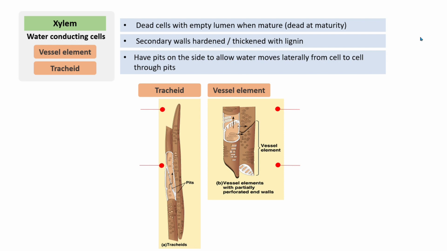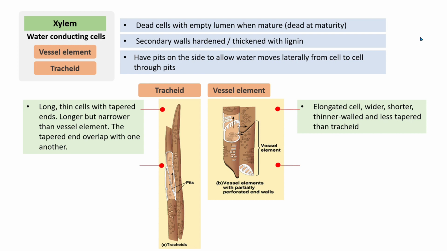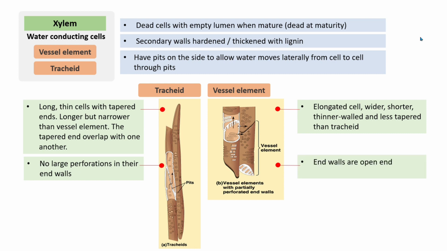The differences between vessel element and tracheid are: tracheid has long, thin cells with tapered ends. It is longer but narrower than vessel element. The tapered ends overlap with one another. Meanwhile, vessel element has an elongated cell, wider and shorter, thinner walled, and less tapered than tracheid. Tracheid has no large perforations in its end walls. Meanwhile, in vessel element, the end walls are open-ended, and have large perforations.